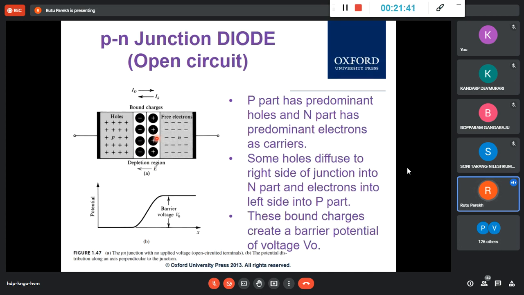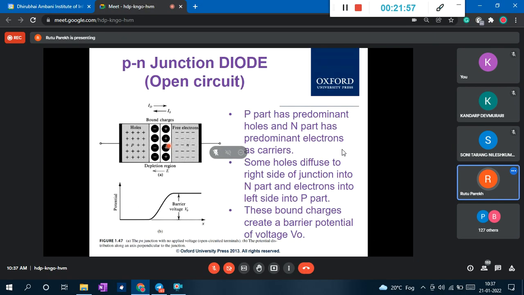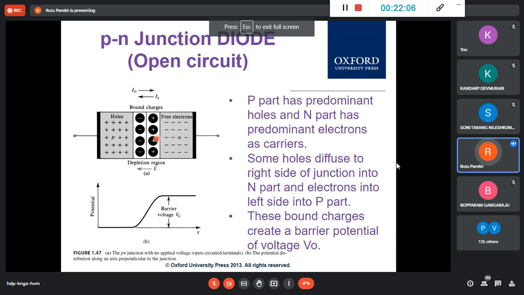Okay, and thus some of the bound positive charge will no longer be neutralized by the free electrons, and this charge is said to be uncovered.